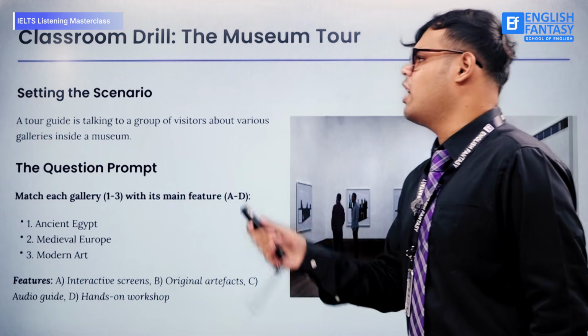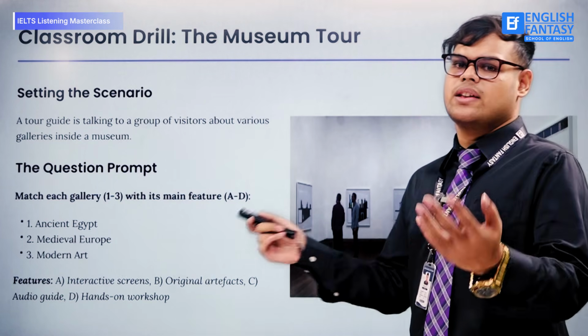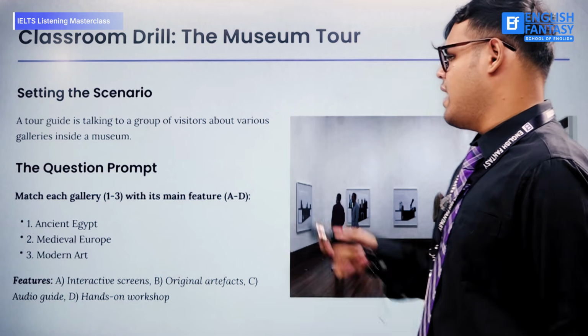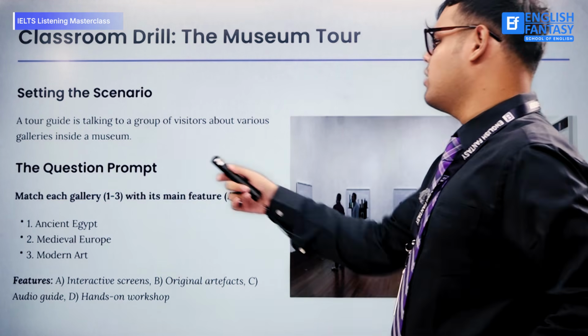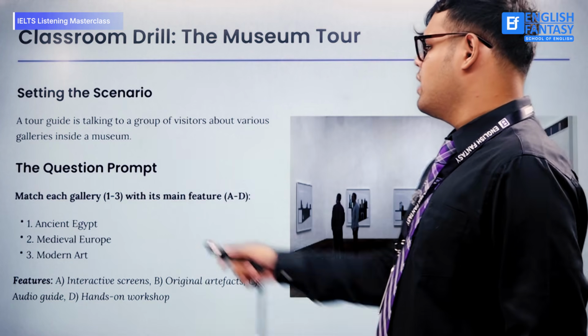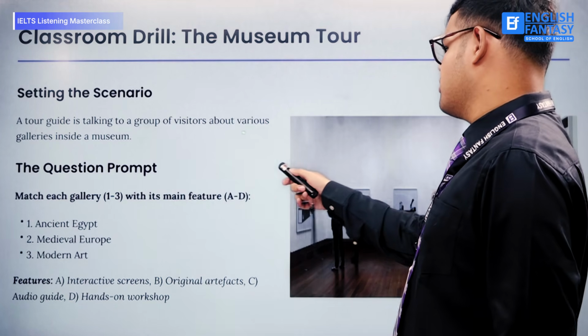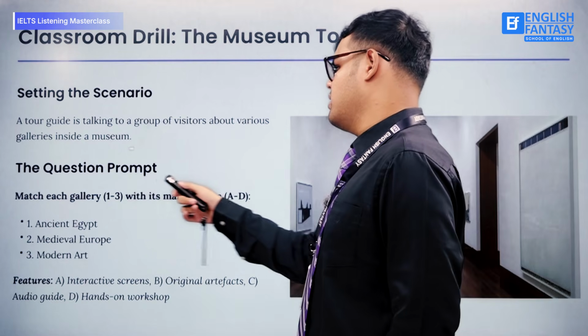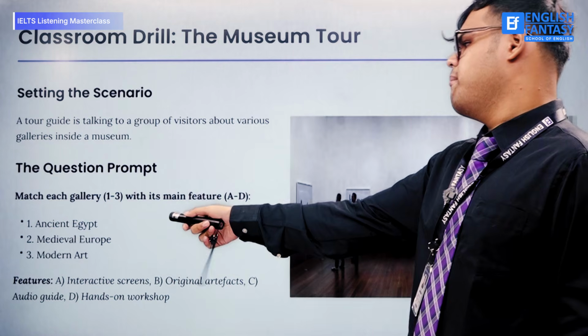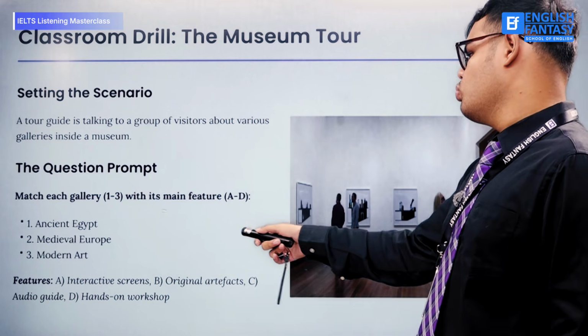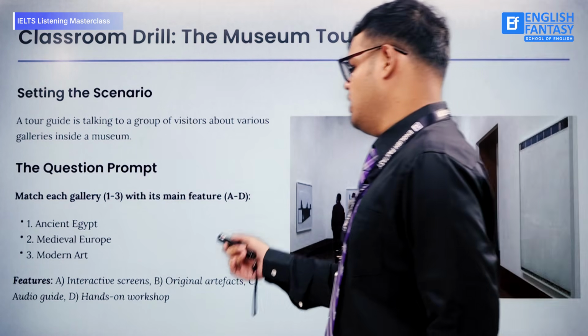Next up, we have a common classroom drill. Now we're going to be breaking down this scenario part by part and explain why the answers are meant to be like this. So we're setting up the scenario. A tour guide is talking to a group of visitors about various galleries inside a museum. Now the question prompt says, match each gallery 1 to 3 with its main feature A to D.